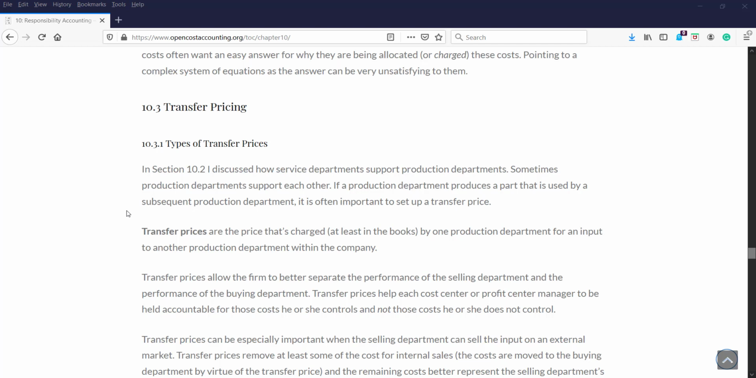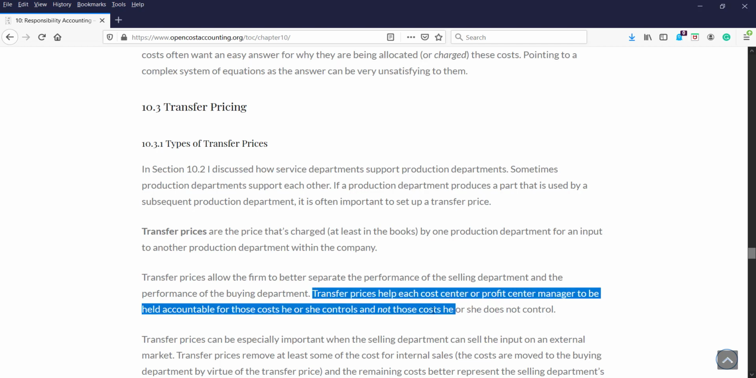Transfer pricing is when there are internal prices set for inputs that pass from one production department to another. So we have a later production department that requires one of its inputs to be produced by another production department in the company. And by literally charging a price, at least on the company books, we can better hold each cost center or profit manager accountable for those costs he or she controls, and not hold them accountable for the costs he or she does not control.